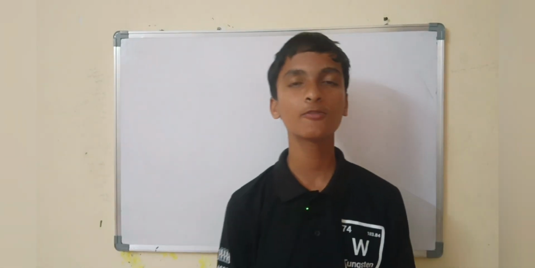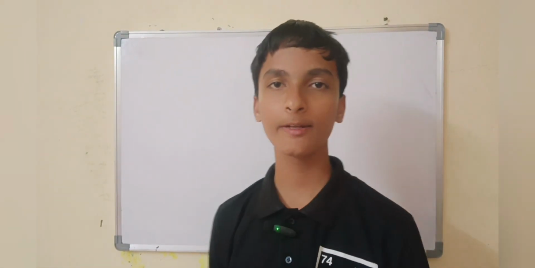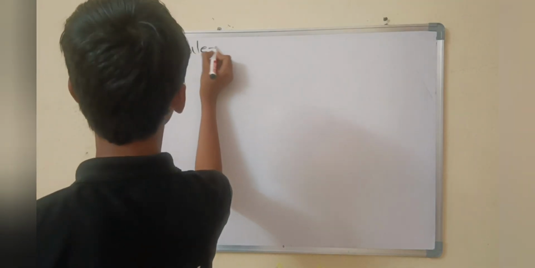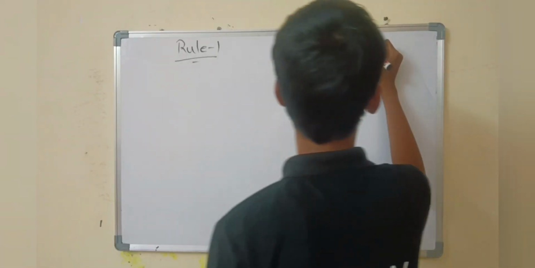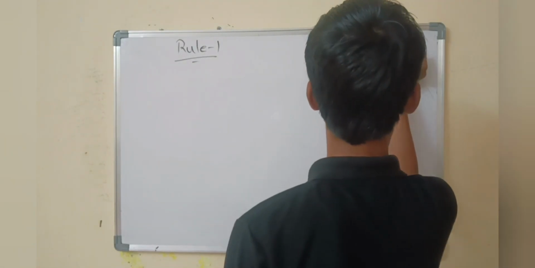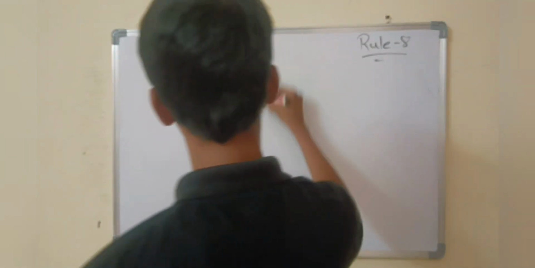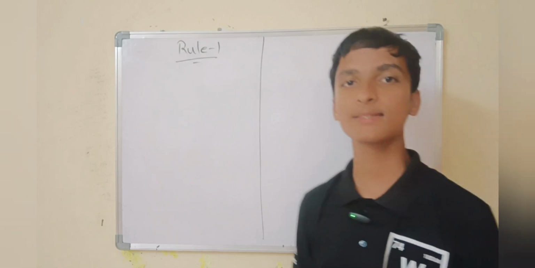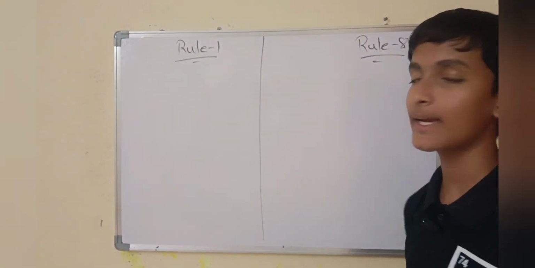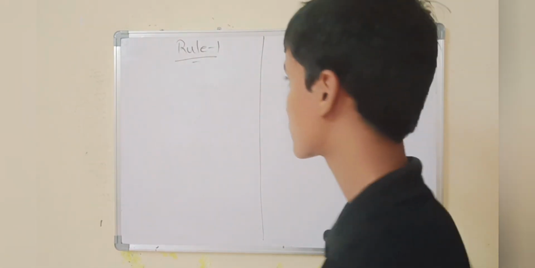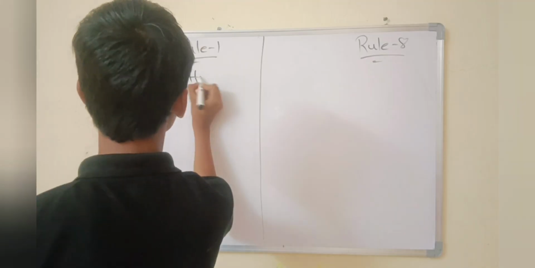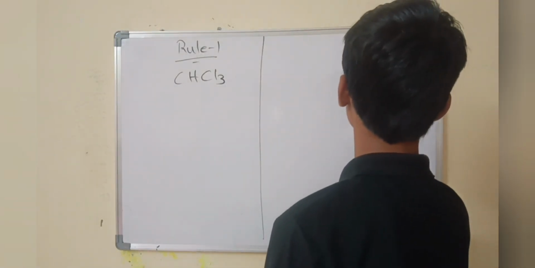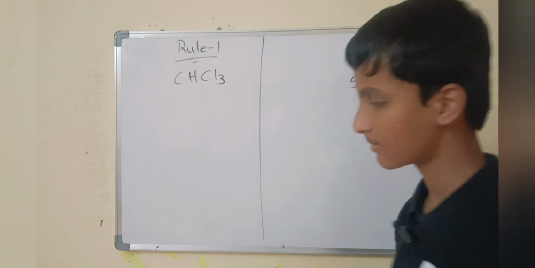Now I am telling one more example for both rule 1 and rule 8. Listen. In rule 1 I am taking chloroform, CHCl3. In rule 8 I am taking sulfite, SO3 minus 2. CHCl3 is chloroform, SO3 minus 2 is sulfite.